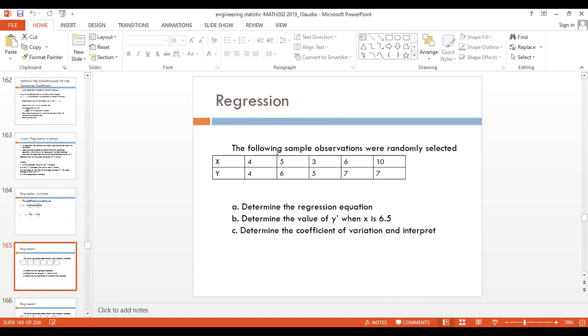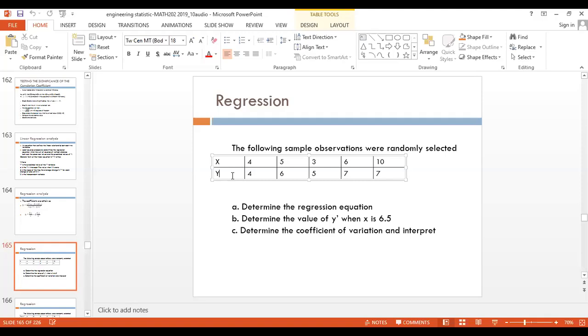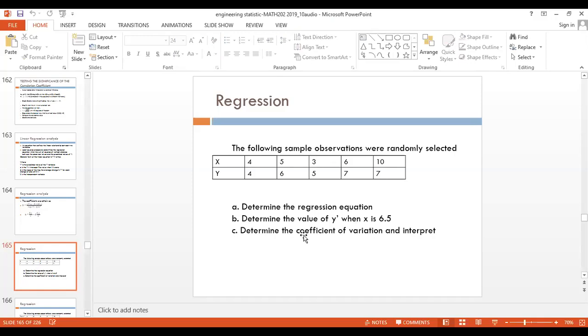So it says, given the following observations were randomly selected. This time you have been told this is X and this is Y. But usually in questions, you're just given a statement that maybe the amount of energy depends on the heating temperature. Which means that energy becomes your Y and temperature becomes your X. Here you've been given the data for X and the data for Y. You're asked to determine a linear regression equation which can be used to model the process, to determine the value of y cap at x equals 6.5, and to determine the coefficient of variation and interpret the data.